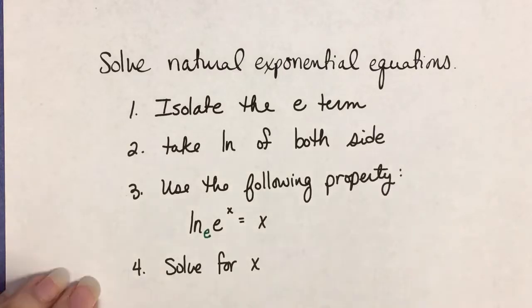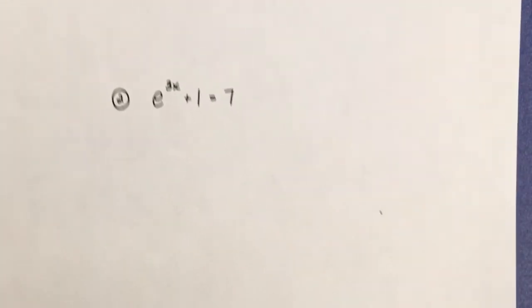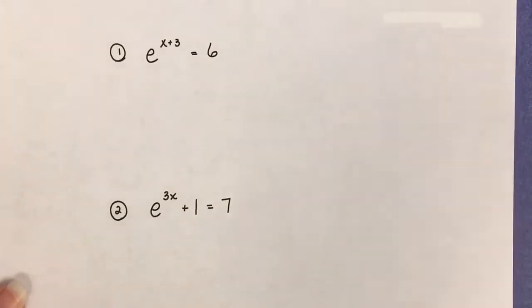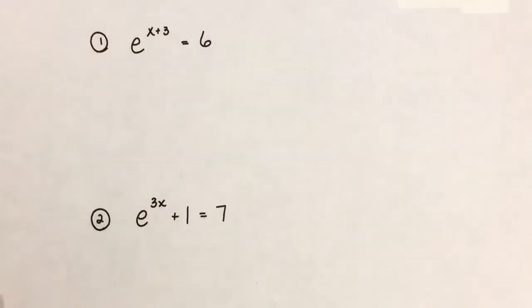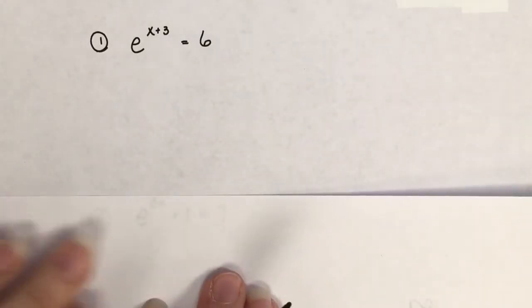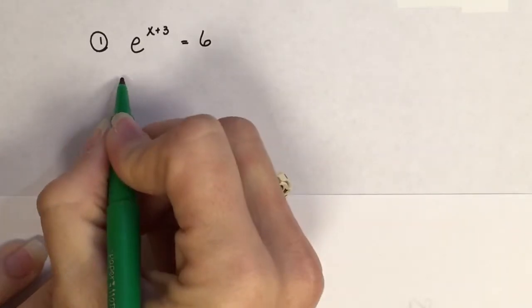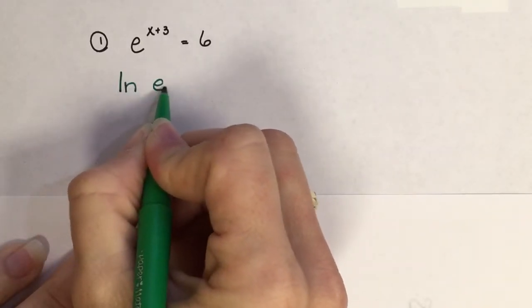Okay, so looking at a couple of examples. As far as step one, you don't have to worry about it because your e term, this is what I mean by the e term, is on one side by itself. So you're going to start with actually step two, which is to take the natural log of both sides.